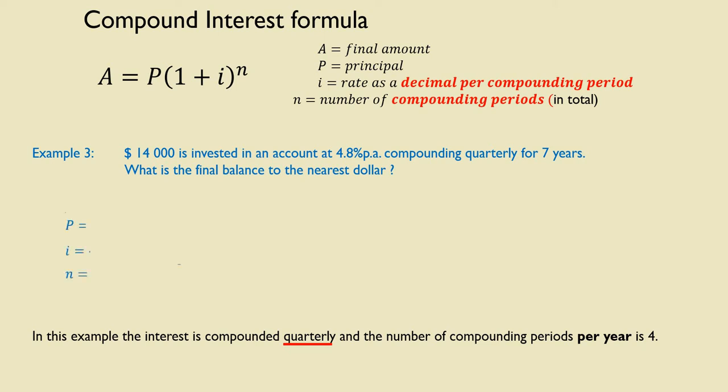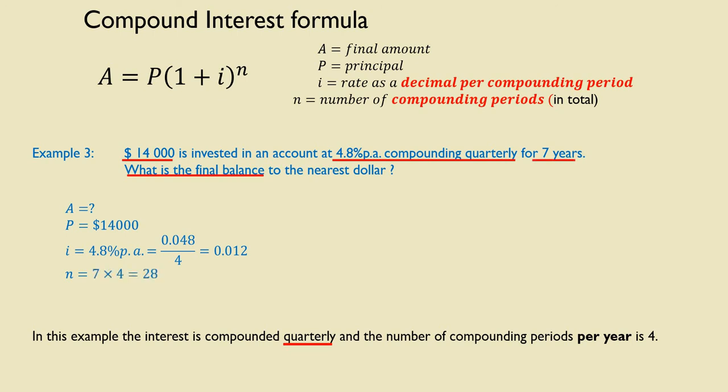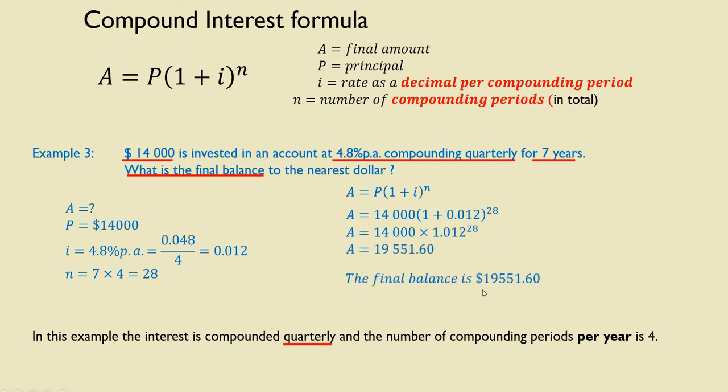Step 1, organise our information. Our final balance is what we're asked to find. The principal is $14,000. Our rate is 4.8% per year, so that's 0.048, but we need to get it per quarter, so we divide it by 4. And it's 7 years, but it's occurring 4 times a year, so the number of compounding periods is 28. So for our final value, we write down our rule, substitute our values in, calculate, add in our units, and check that we've answered the question, and check that our answer is reasonable.